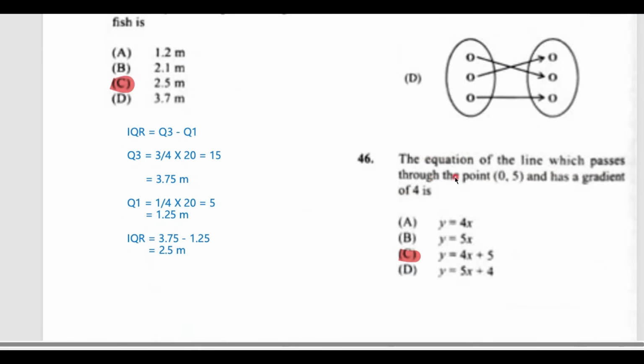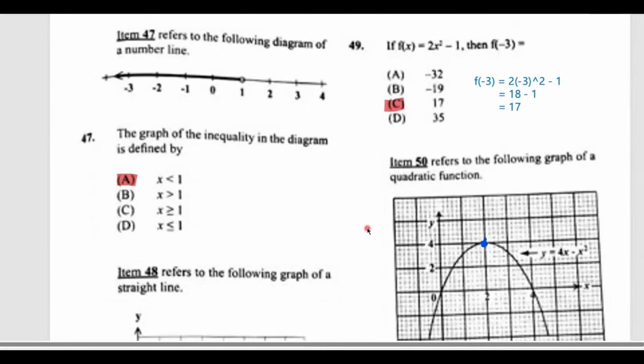46, the equation of the line which passes through the point 0, 5 and has a gradient of 4 is. Now, in a case like this, y equals mx plus c. We all know m is 4 and your y-intercept is 5. So it's y equals 4x plus 5. That's C, okay? 47, the inequality in the diagram is defined by, well, because the circle is clear, it's either, well, in reality, I just mean it's either less than or more than. But in this case, because the arrow is going to your left, it'll be less than. So x is less than 1. Okay, that's A.